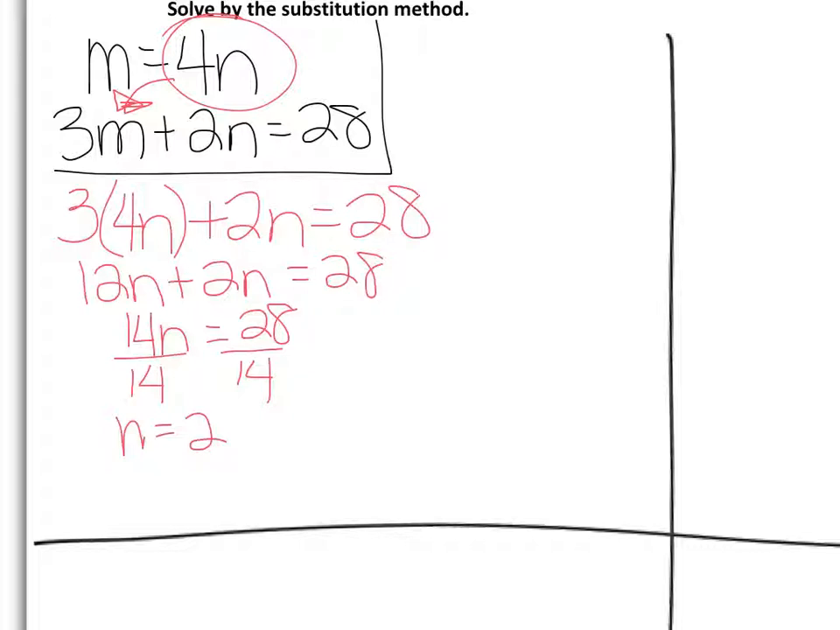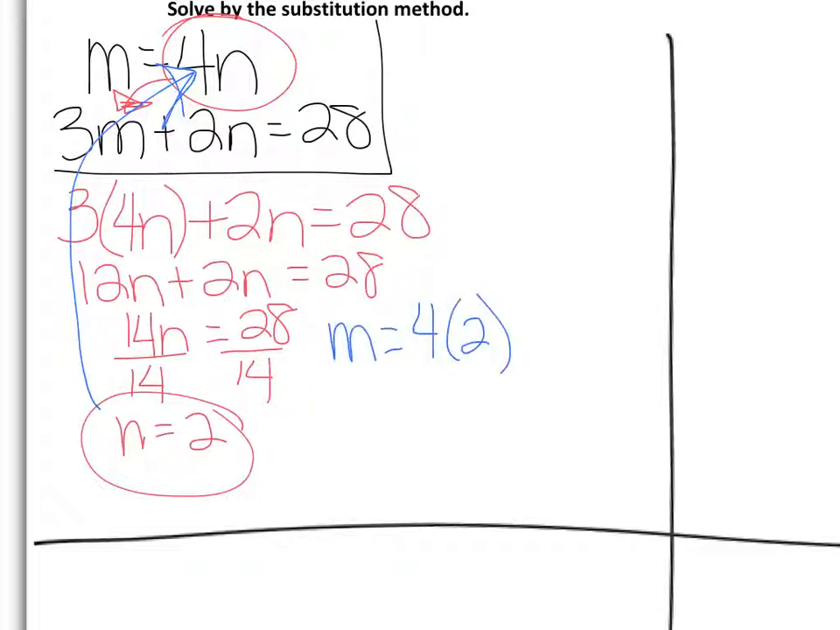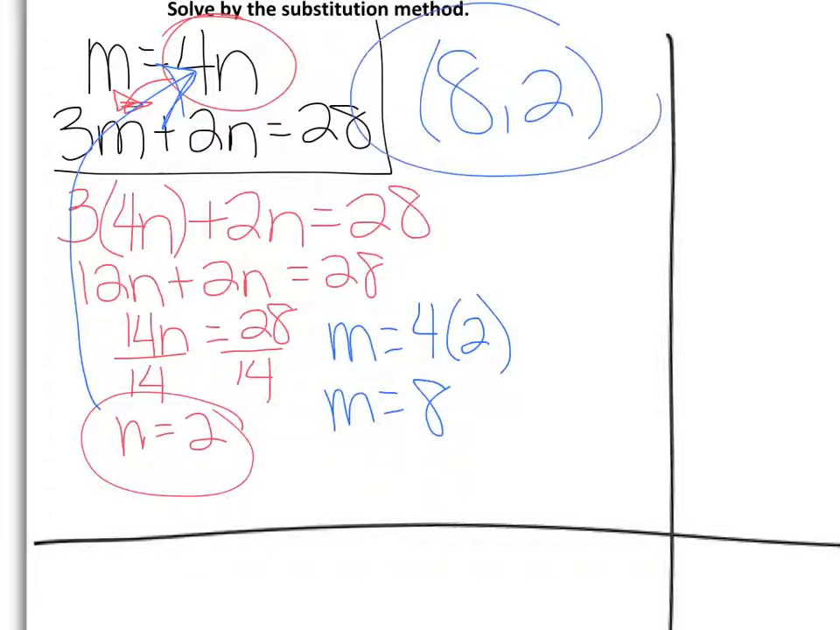Okay, I have one of my answers. I have my n. I need to find my m. So I'm going to substitute this value for n. It's going to be really easy if I just plug it into that first equation. So m equals 4 times n, and instead of n, plug in a 2. So m equals 8. We always want to write our answers as an ordered pair. Which will come first, m or n? M comes first in the alphabet, so your answer will be 8, 2.